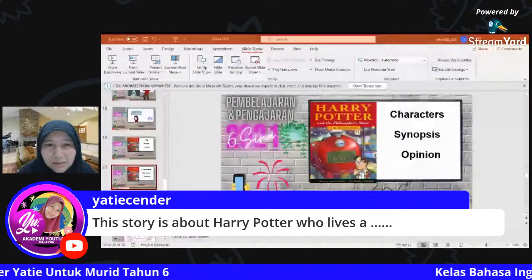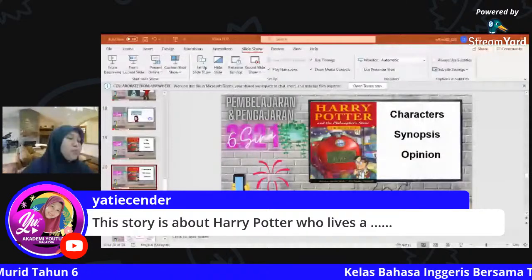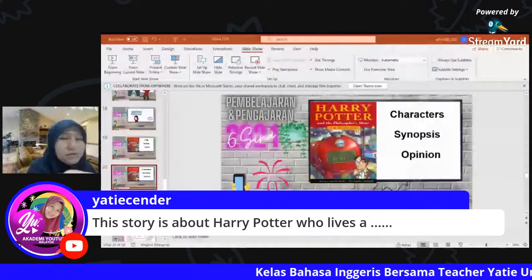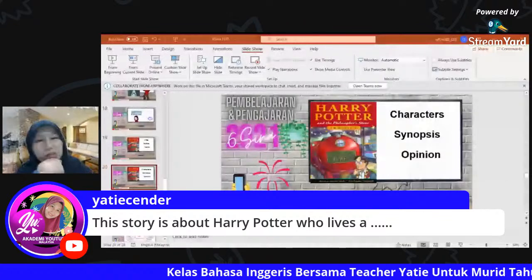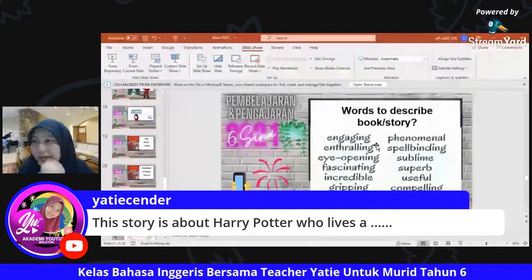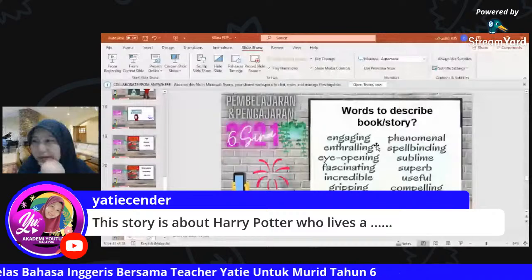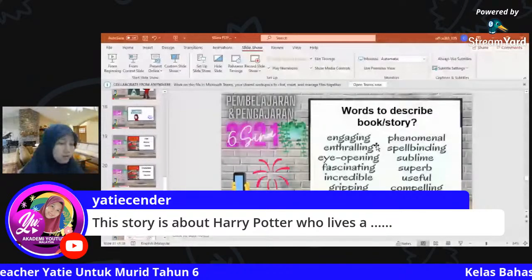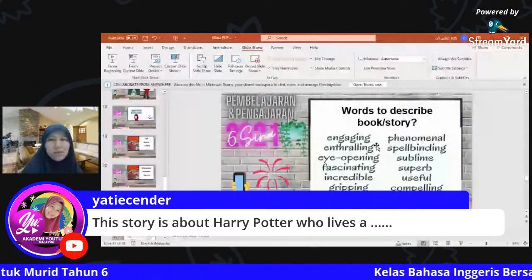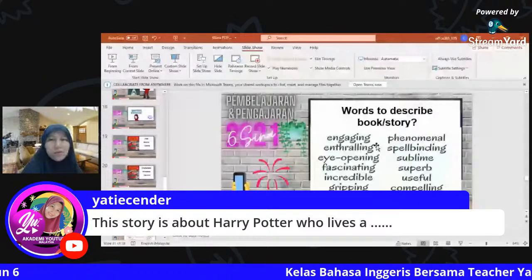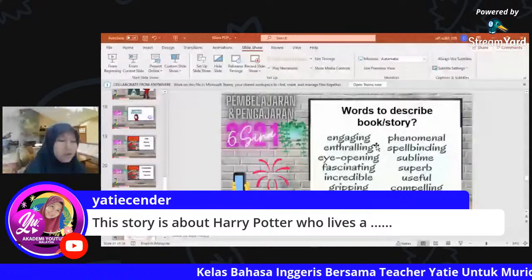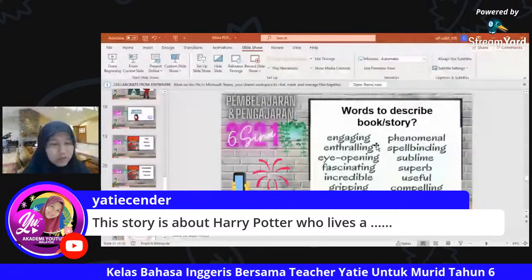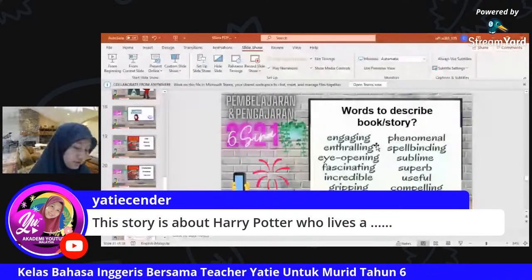So give your opinion. We are in the opinion. So I like the book because it is. I like the book because it is. So what? Here are some words for you to use to describe or to tell your opinion about books or a story.